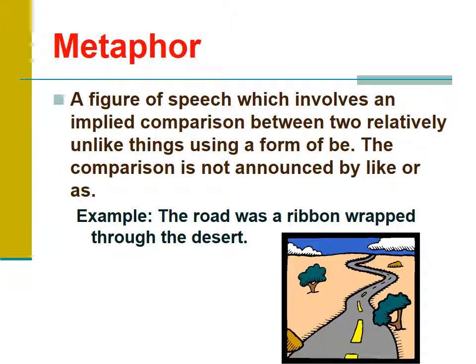A metaphor. A metaphor is basically a simile, but without the use of like or as to make the comparison. Whereas a simile would say that something is like something else, a metaphor just says that something is something else. So in the example on the screen, you can see the road was a ribbon wrapped through the desert, implying that the road was long and windy, cutting through the middle of the desert.